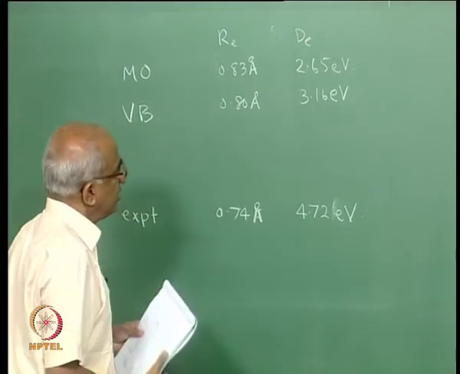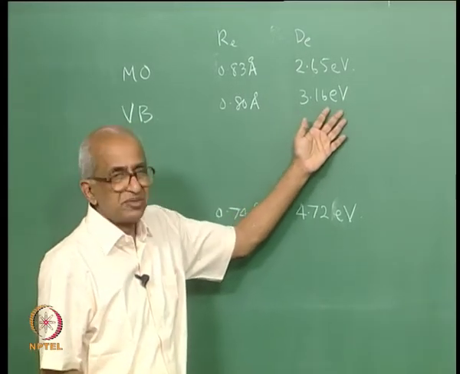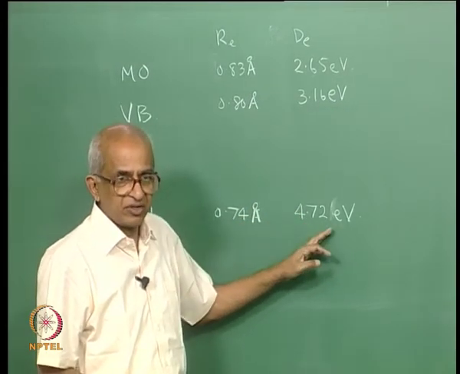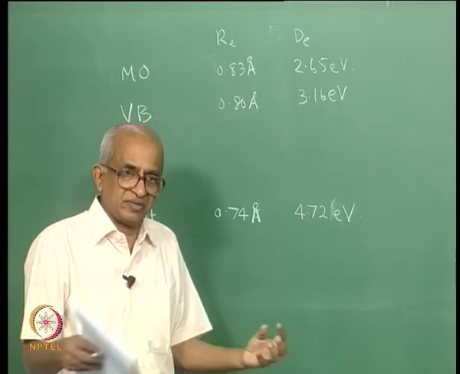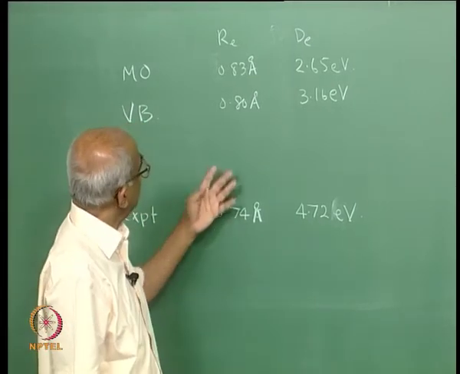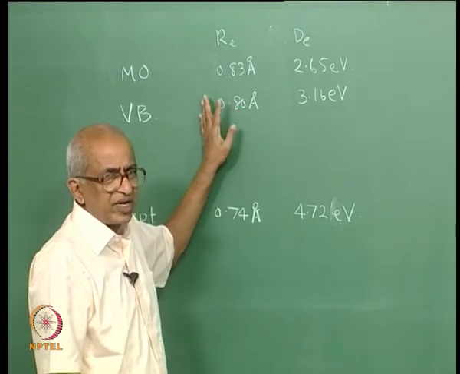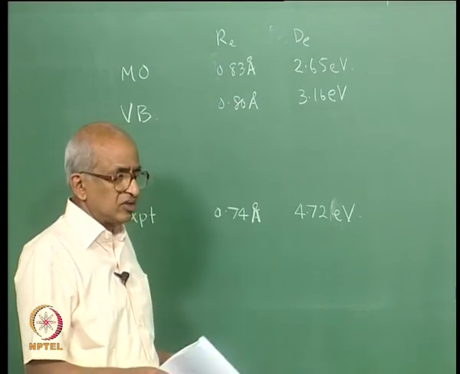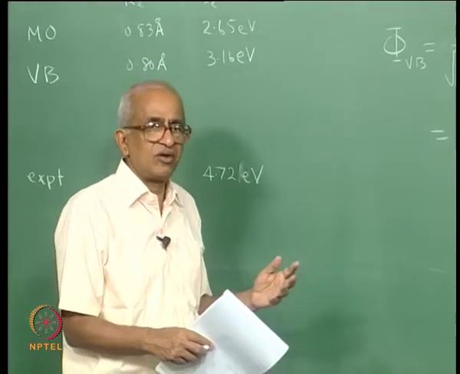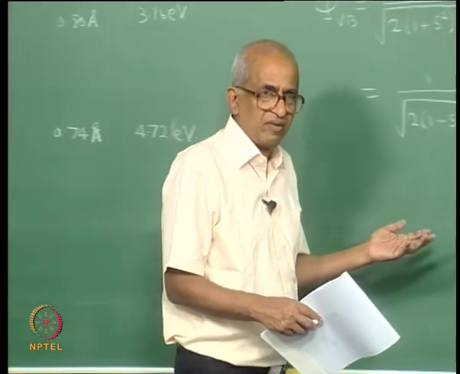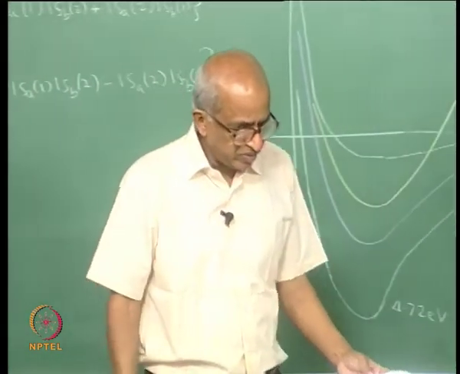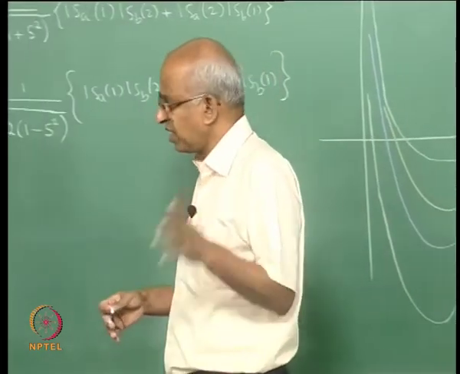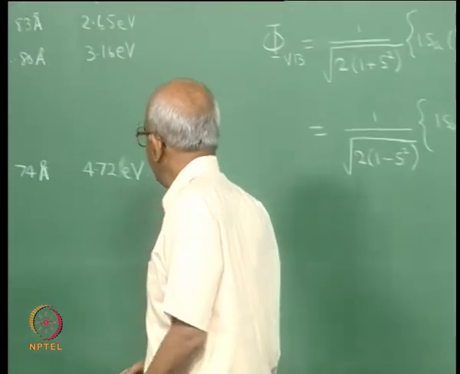So, even though the valence bond theoretical answer is better, it is still far away from the experimental value. It does predict that a bond is formed, and it predicts the bond length to be not a bad value, 0.80, whereas the experimental value is 0.74. So, therefore, you can see that there is still room for improvement. People have done many kinds of calculations. All these calculations were done long ago.